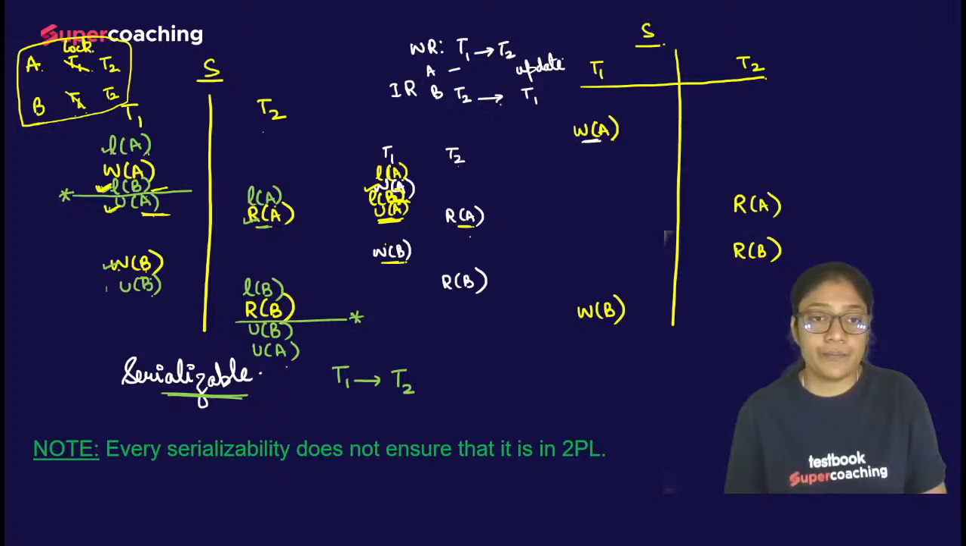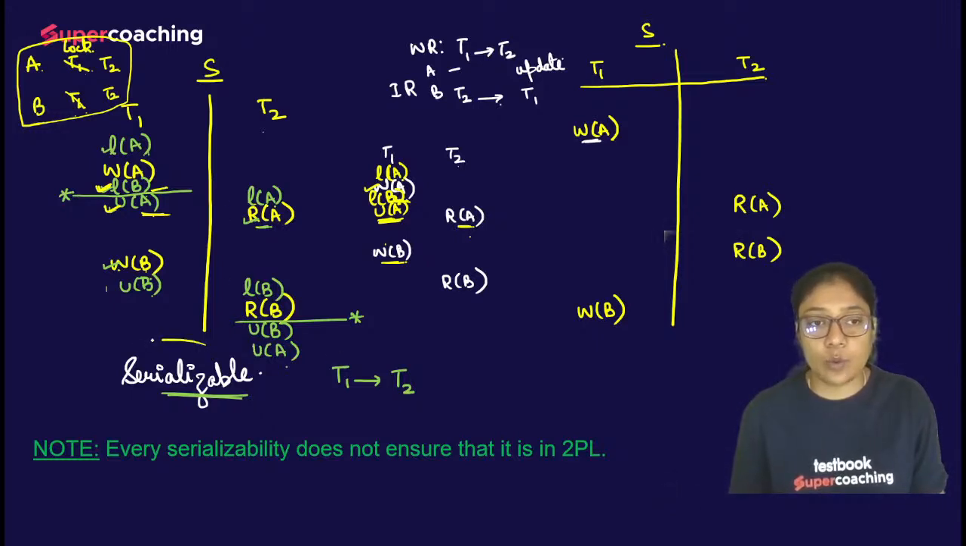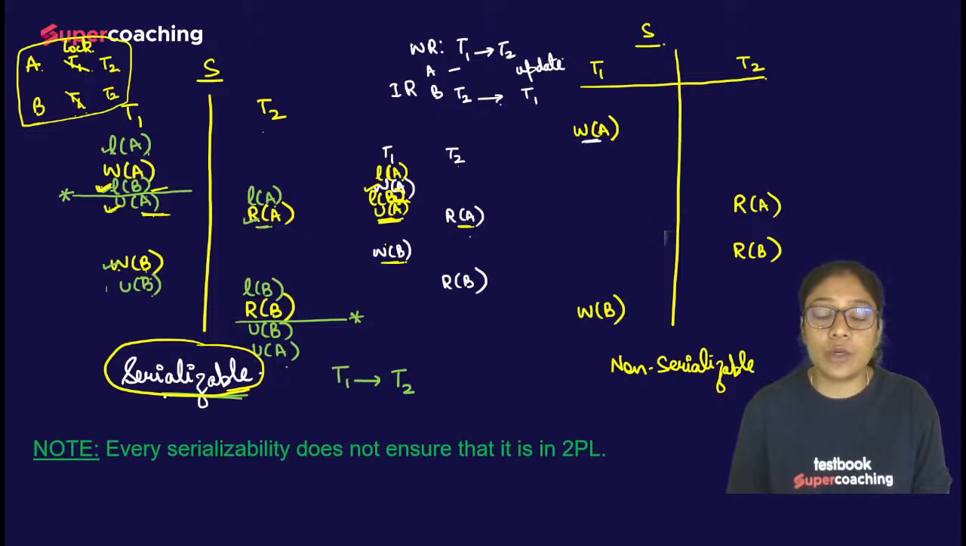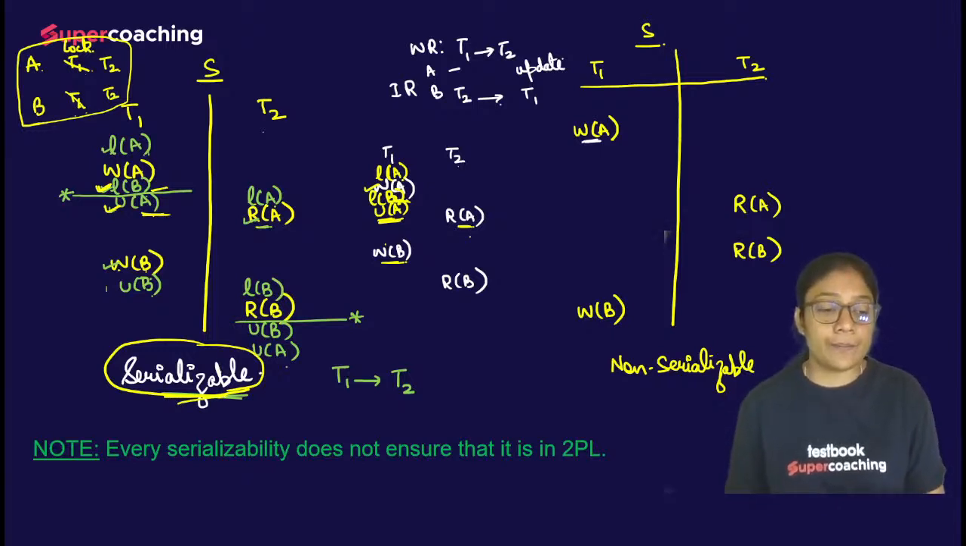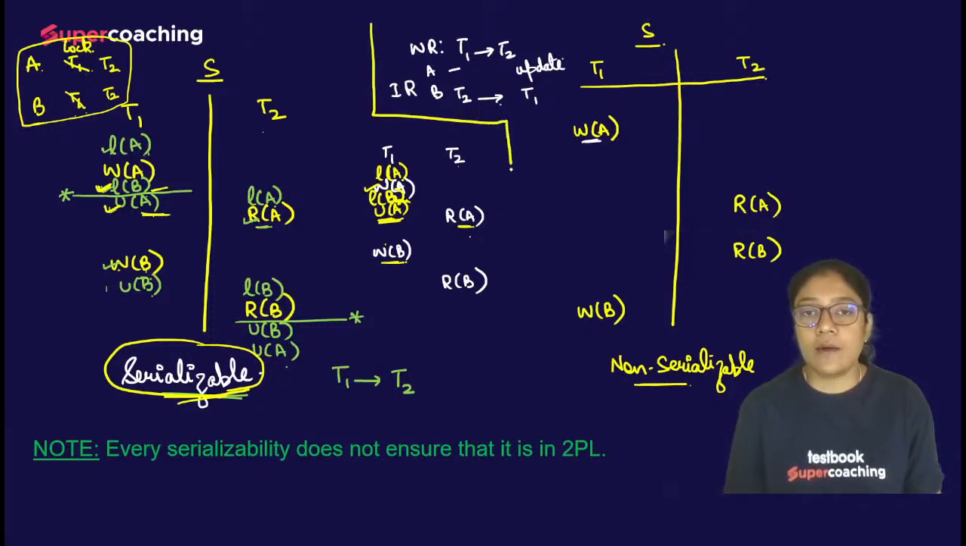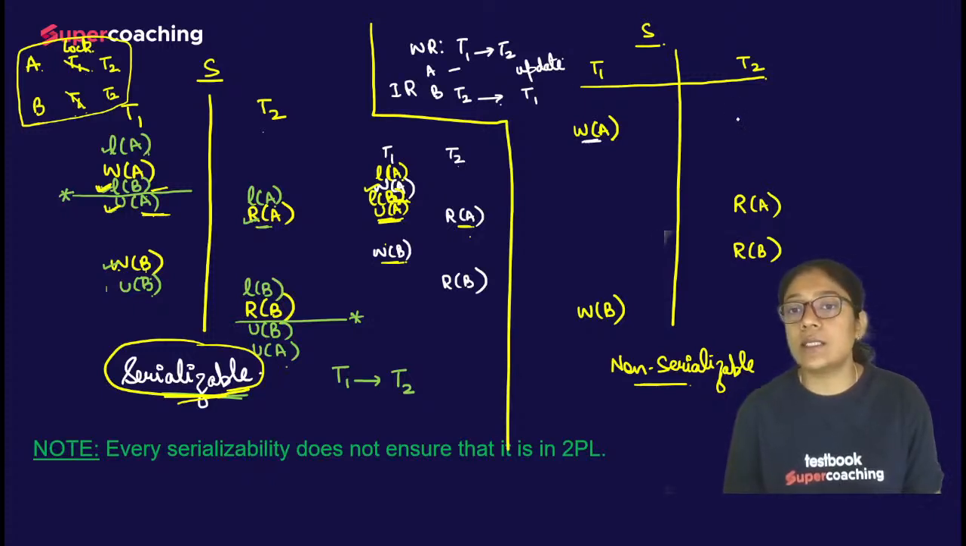Now is it clear? So what did I do here? I took the first schedule that was serializable. Now I'm taking another example where we are having a non-serializable schedule. This is a non-serializable schedule. The serializable schedule has successfully executed in 2PL. Now check, in the second example, I have taken a non-serializable schedule.